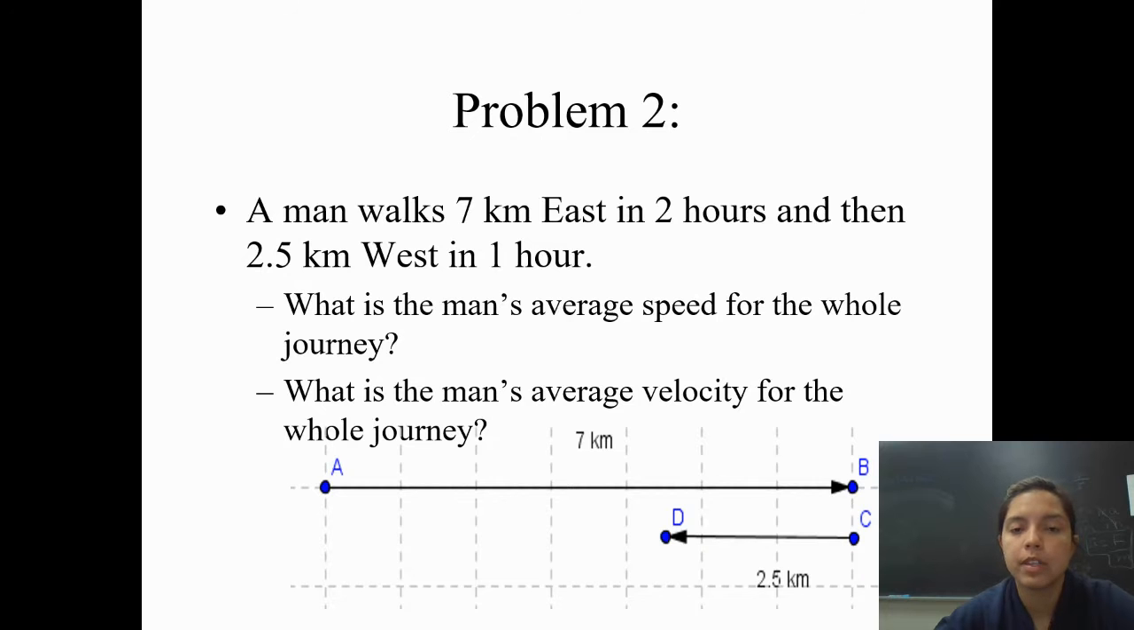Problem 2. Go ahead and pause the video to complete problems 1 and 2. This is similar to your previous problem. If you have any questions, you can always email me or join your class office hours and I can help you.